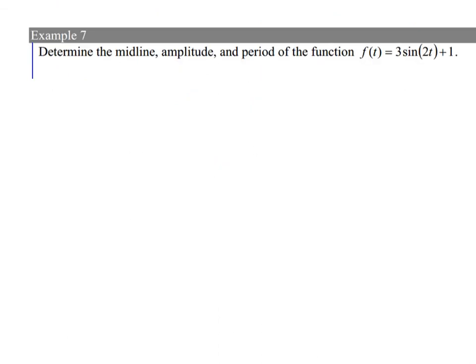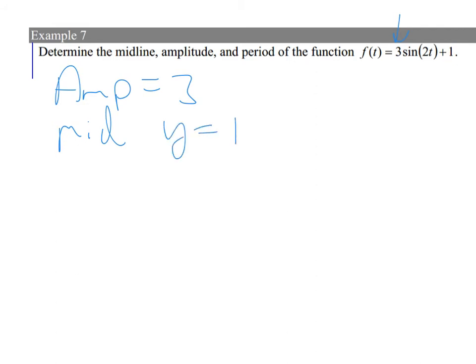So here we go. We have to figure out the amplitude. Well, I'm hoping by now you know the amplitude is just 3, that number right in front. The midline, well, then we look at that last number. It's 1, so it's the line y equals 1. Now we need to get the period. Remember, the normal period for sine is 2 pi. We're going to divide that by 2. So that gives me a period of pi.